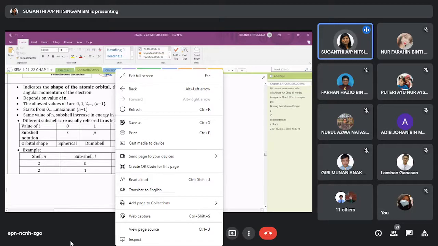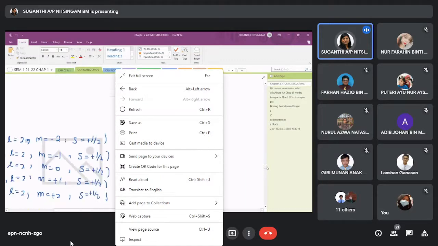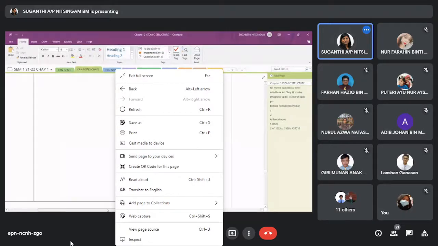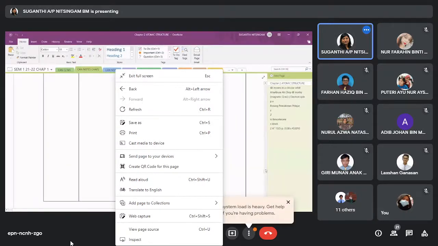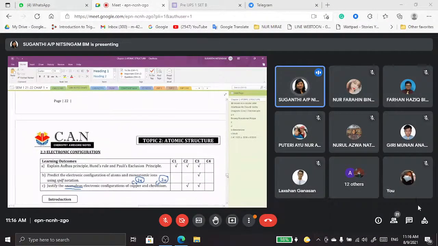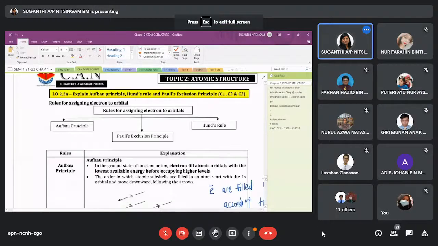Okay, now let's have a look. We are going to the very end of it already ya. Kita dah nak habis chapter ni. It's all done. Sekejap ya. Okay. Today, what we are going to see is this electronic configuration.